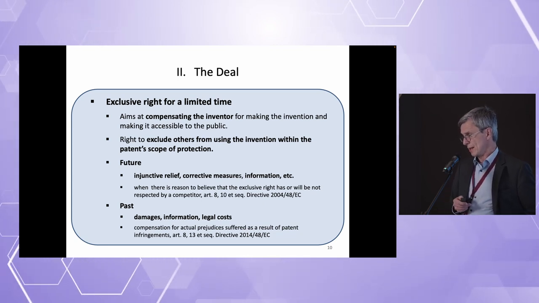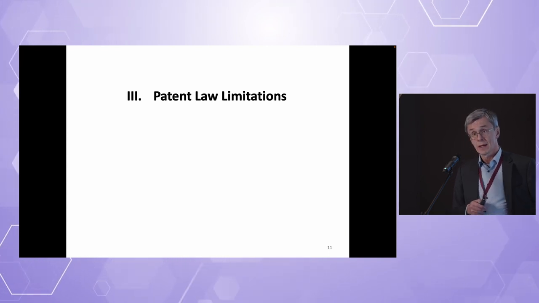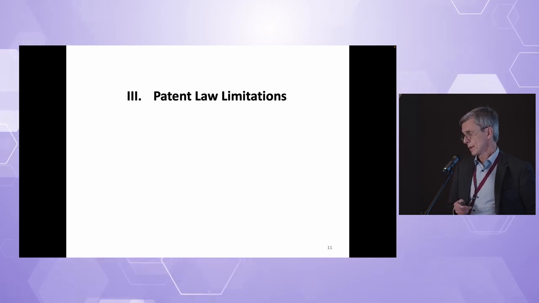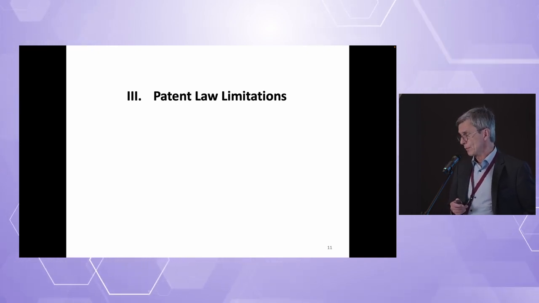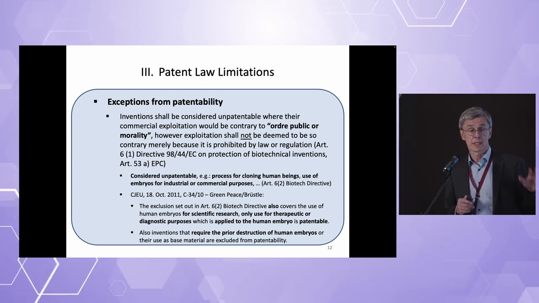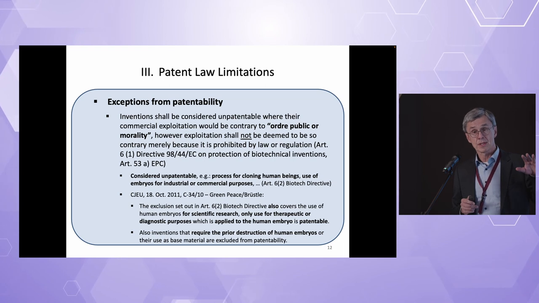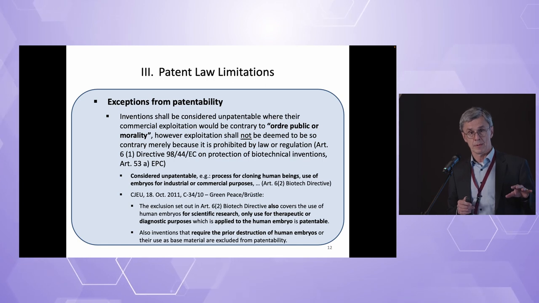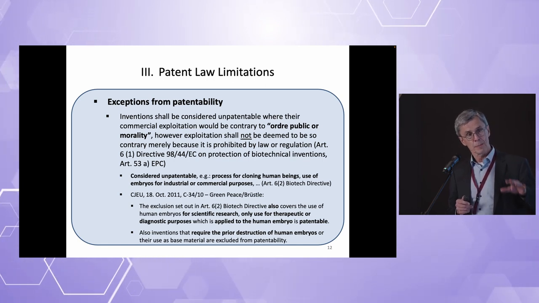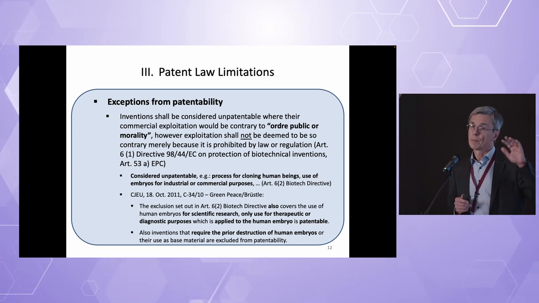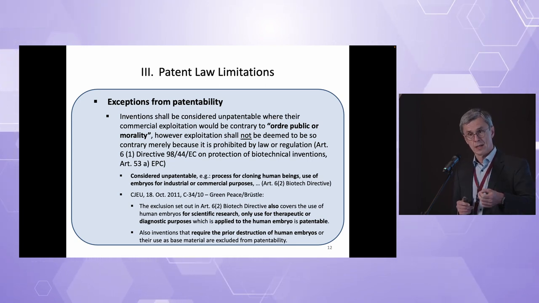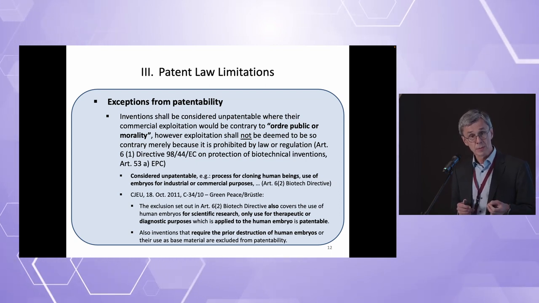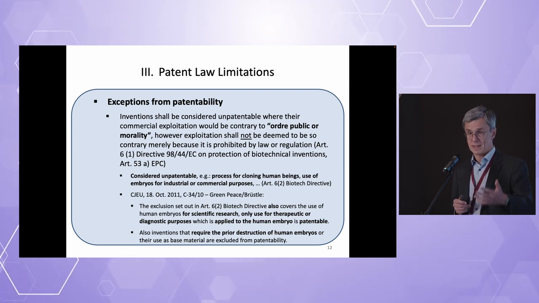Now this is the essential deal. However, there are many more limitations. And I'd like to briefly present them, at least some of them, to you. And we have to distinguish between different limitations. One limitation concerns the subject matter of a patent. So certain aspects of technology are not patentable. So you will not get a patent for that. Then you may have a patent, but certain actions from third persons still are not considered to be a patent infringement. And then defenses come in.